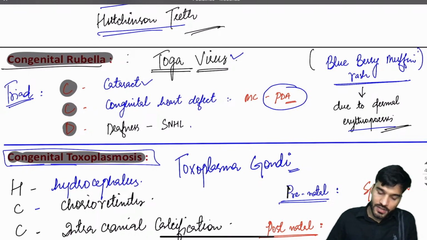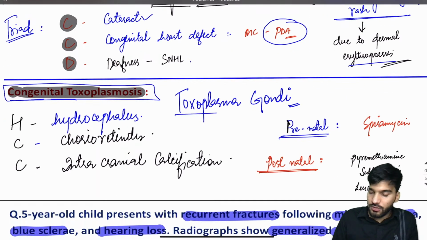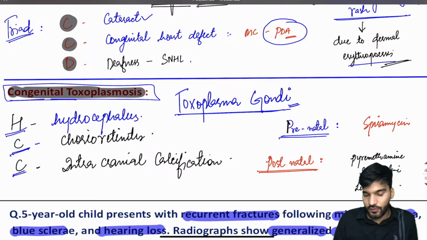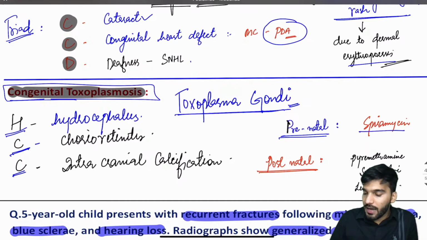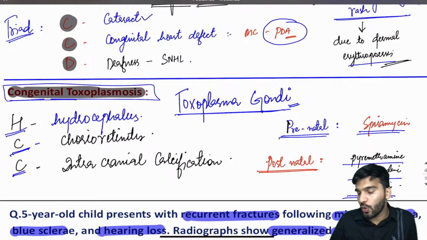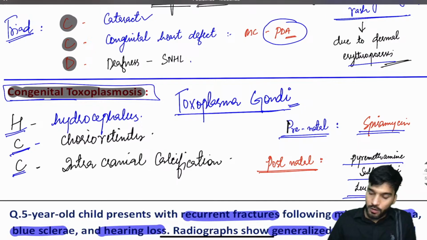We have congenital toxoplasmosis, Toxoplasma gondii. Three features: hydrocephalus, chorioretinitis, and intracranial calcification. Due to this hydrocephalus, the patient can have seizures as well. Prenatal sir drug क्या देंगे? Spiramycin. Postnatal sir pyrimethamine, sulfadiazine, and leucovorin.